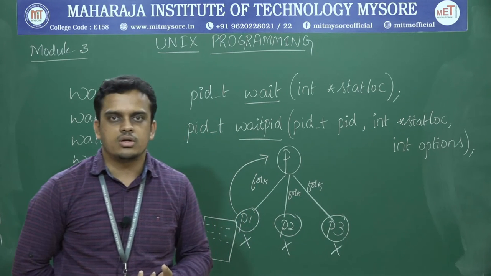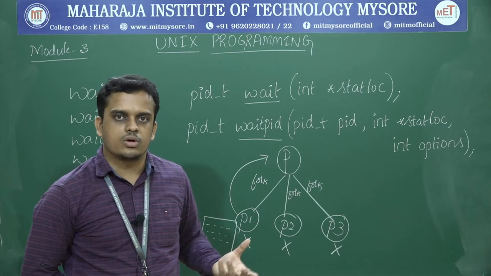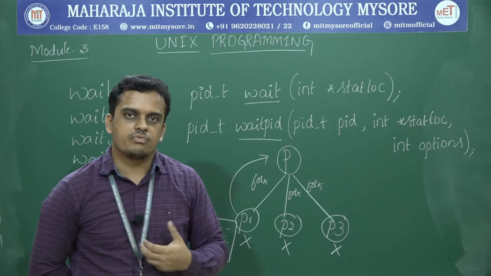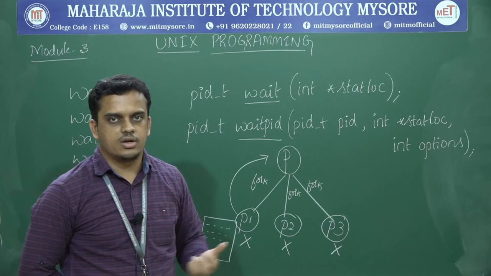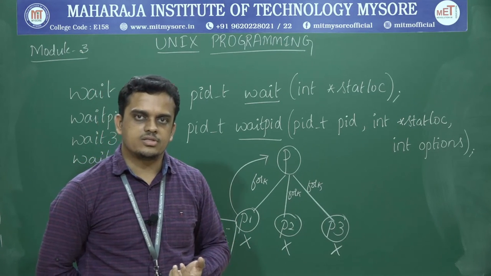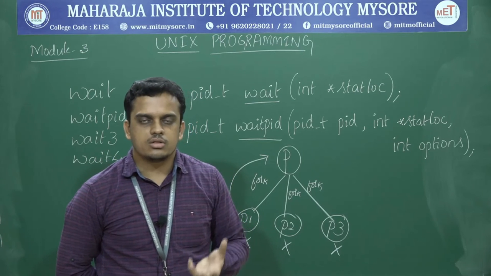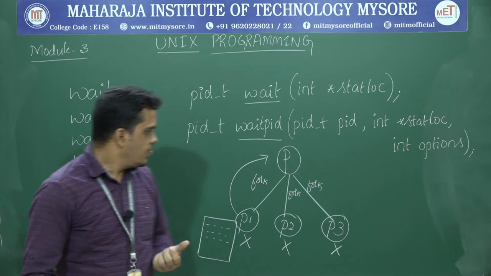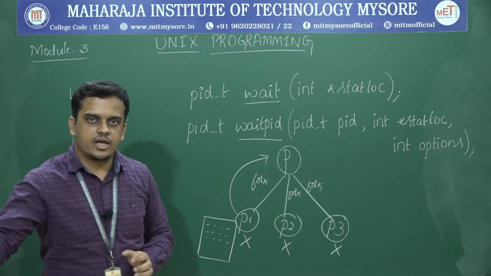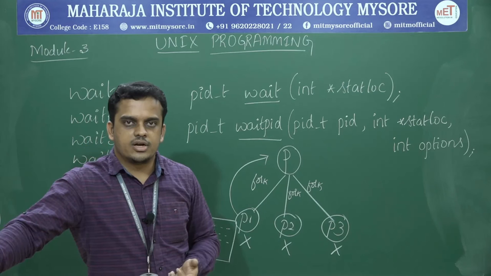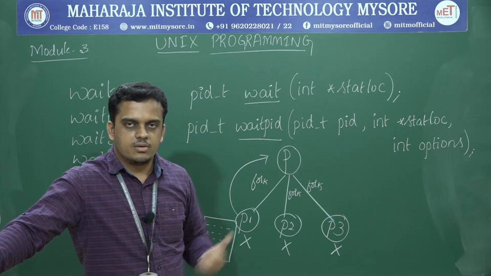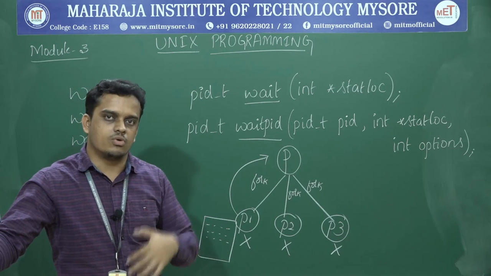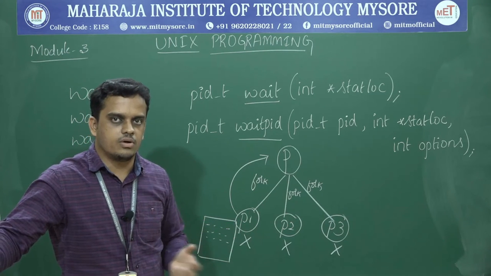Suppose you do not want the execution to work in a blocking mode. We can specify different possible values for that options argument. That is how we can have more control over the way the waitpid function works. So this is the clarity on the wait functions, that is wait and waitpid. Wait3 and wait4 are not much different. The only thing is they have one more extra argument, which will be taken up later.